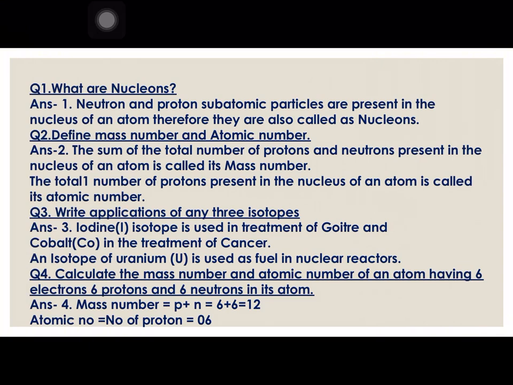Write applications of any three isotopes. Iodine isotope is used in treatment of goiter, cobalt in treatment of cancer, and isotope of uranium is used as a fuel. Calculate the mass number and atomic number of an atom having 6 electrons, 6 protons and 6 neutrons.